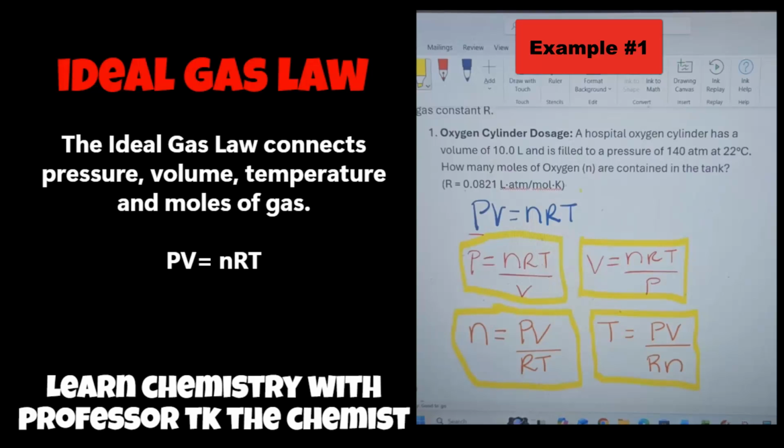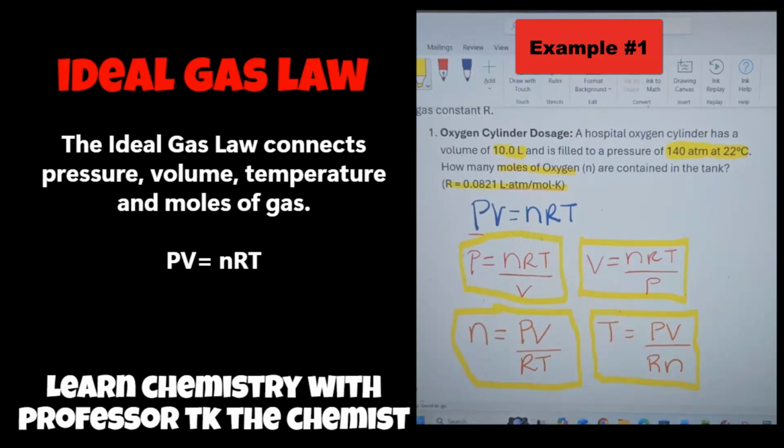So for this particular problem right here, let's read it, and then we're going to plug in the formula that we need. A hospital oxygen cylinder has a volume of 10.0 liters and is filled to a pressure of 140 atm at 22 degrees Celsius. You know you need to convert those degrees Celsius to Kelvin. How many moles of oxygen are contained in the tank? And here is your gas constant that you're going to use for this problem.